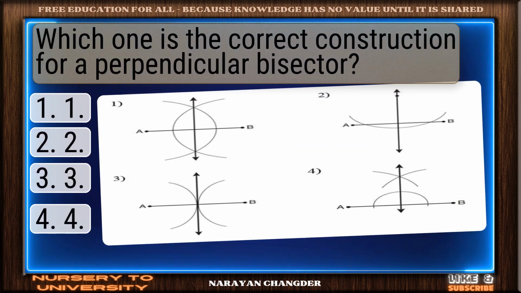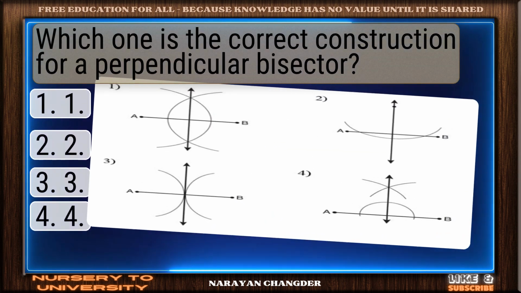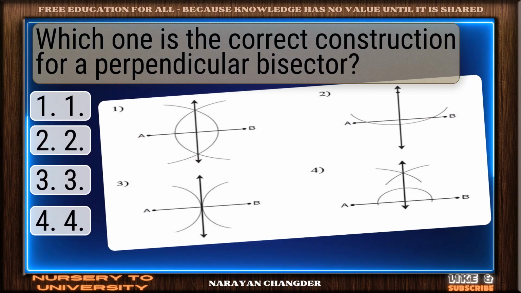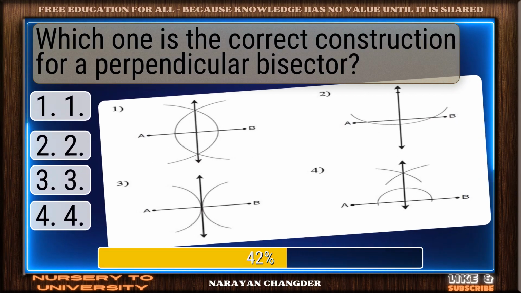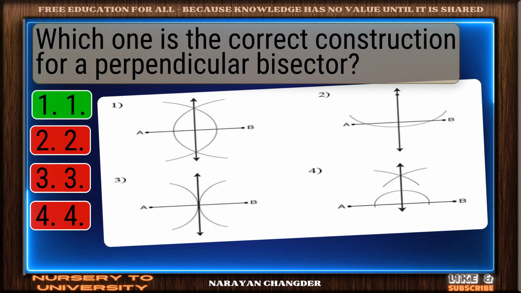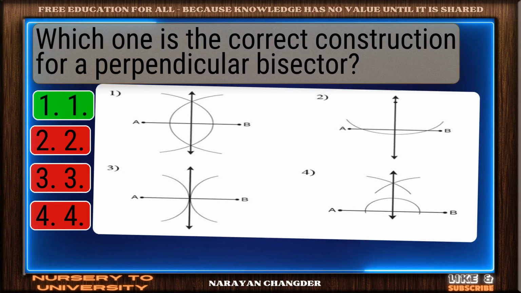Question number 5. Which one is the correct construction for a perpendicular bisector? Valid point. 1 is true.